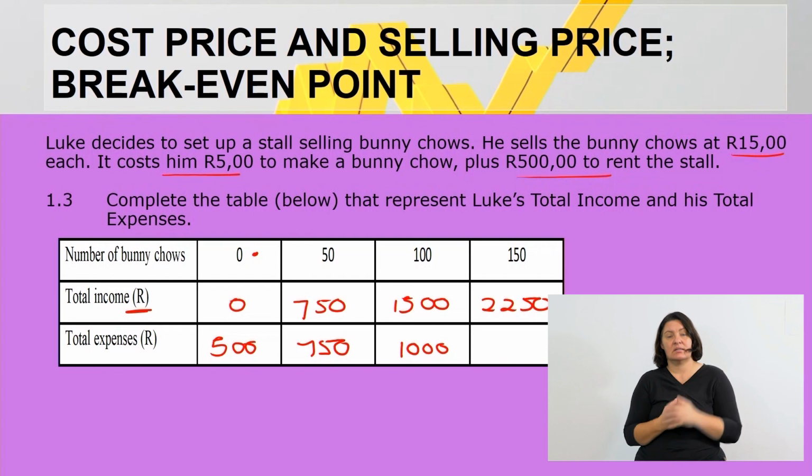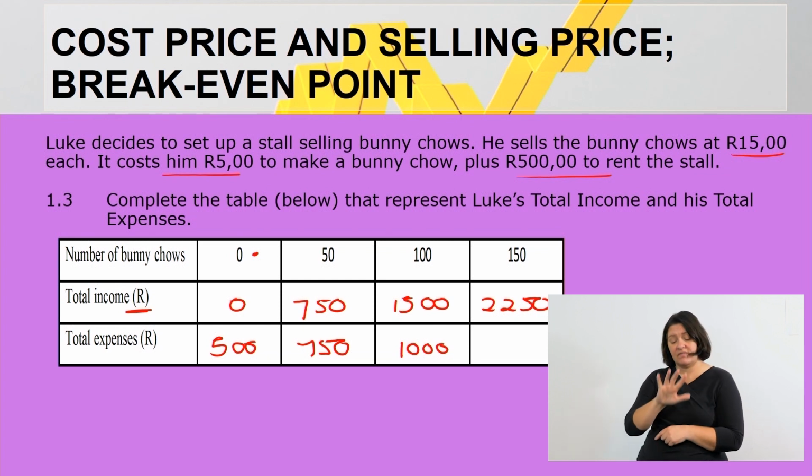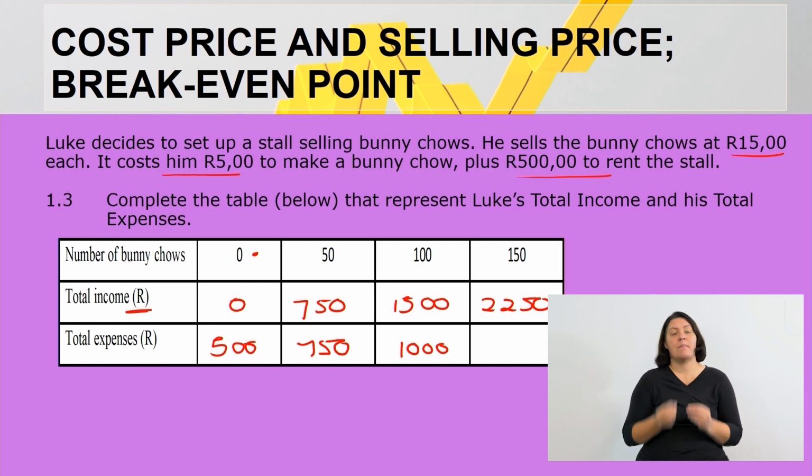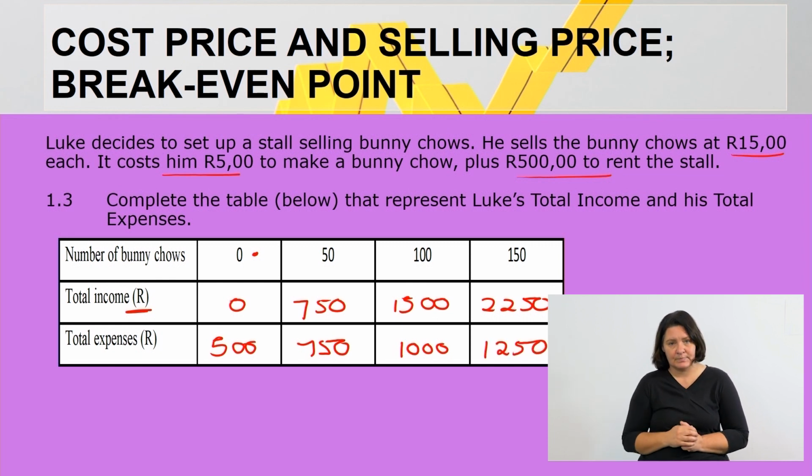And then lastly, if you sell 150 of these bunny chows at a cost price of 5 Rand, that will give you 750 plus the fixed cost of 500 Rand. That should give you 1,250.